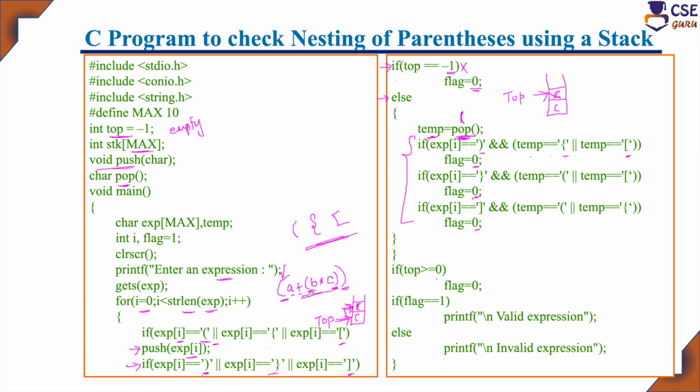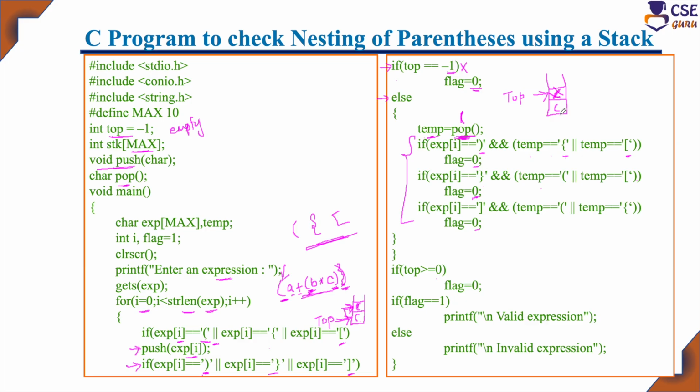Here, 2 open parentheses are there, and the corresponding 2 closed parentheses are there. Suppose you have missed this closed parenthesis, in that case what will happen? Here this is matching, so you can pop it. But this one is not matching, so you cannot pop it. Actually, for this there is no matching.